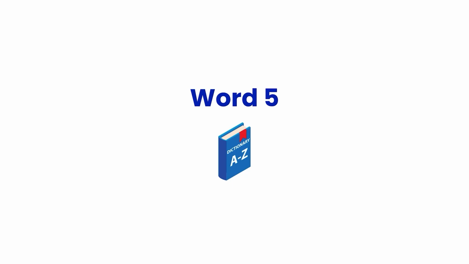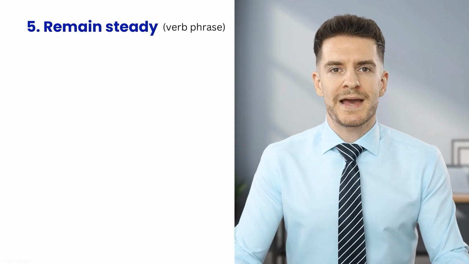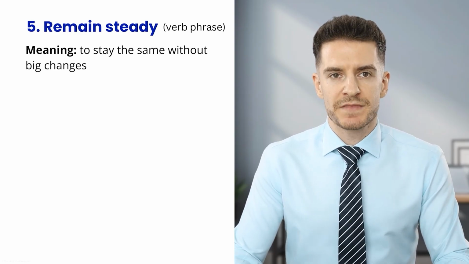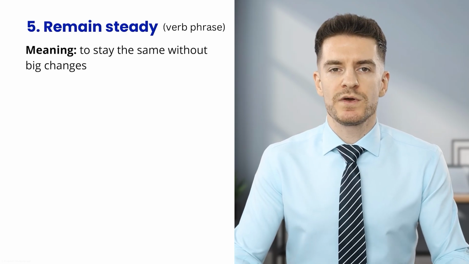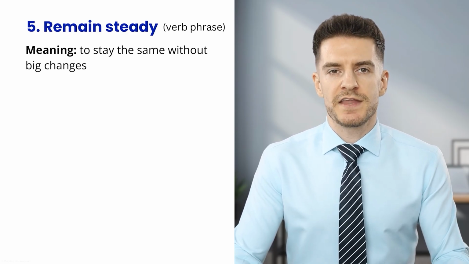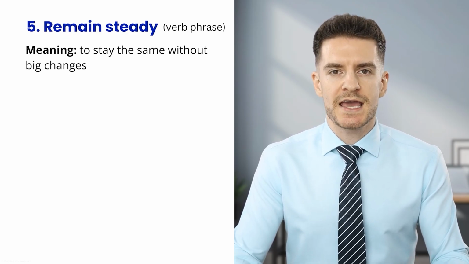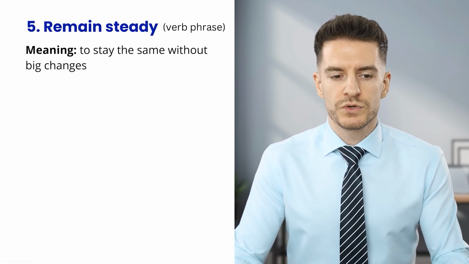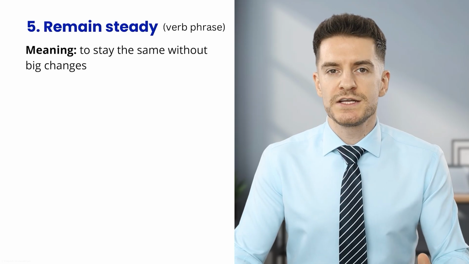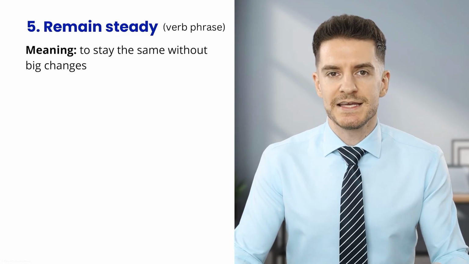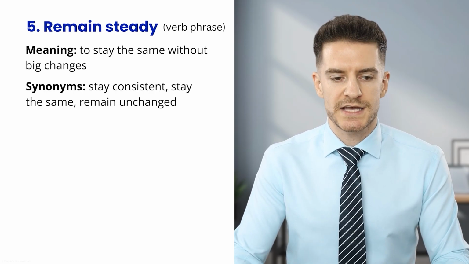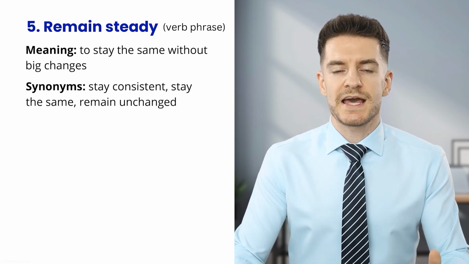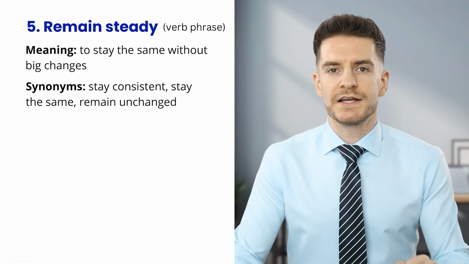Moving on to the next piece of vocabulary, which is remain steady. Now, remain steady is a verb phrase, and it means to stay the same without big changes. And that's the key there. It stays the same without big changes. So that means there can be small changes. And if there are small changes, you can still use remain steady. And we're going to have a look at an example in just a second. Now, here are some synonyms: stay consistent, stay the same, and remain unchanged.